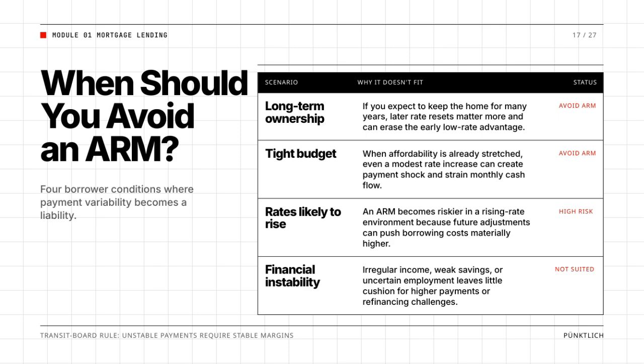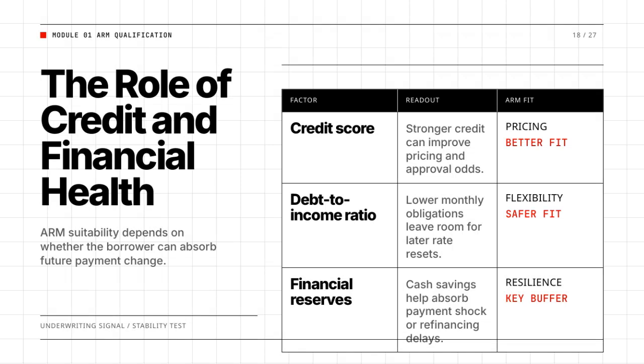Here, we're focusing on the crucial role that credit and overall financial health play in qualifying for an adjustable rate mortgage, or ARM. The key idea is that ARM suitability really hinges on whether a borrower can handle potential changes in their payment amounts down the line. Let's break down the main factors that serve as underwriting signals or stability tests in this process. First is a credit score. A stronger credit score not only boosts the chances of getting approved, but can also lead to better pricing options.